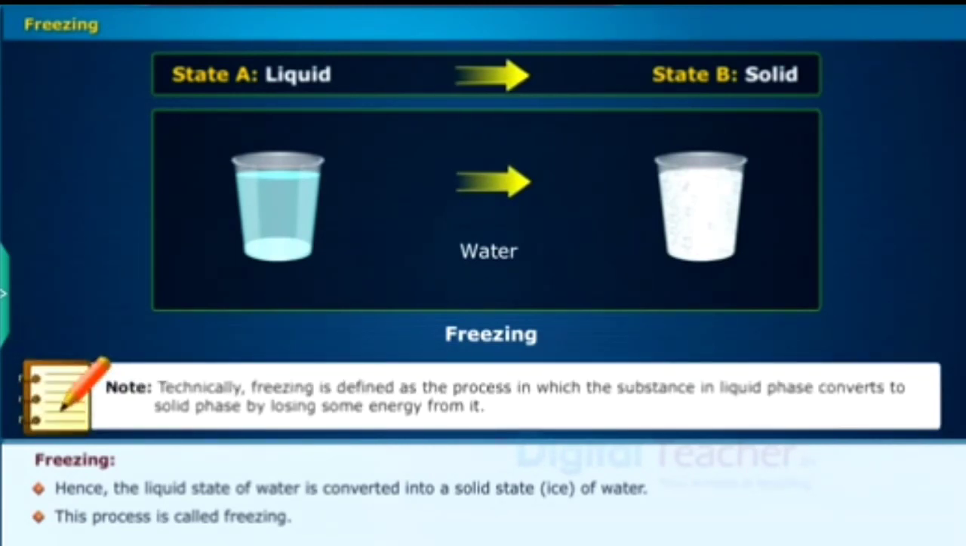Technically, freezing is defined as the process in which the substance in liquid phase converts to solid phase by losing some energy from it. Freezing of water occurs at 0 degrees Celsius temperature and at 1 atmospheric pressure. Let us learn more about freezing through an activity.